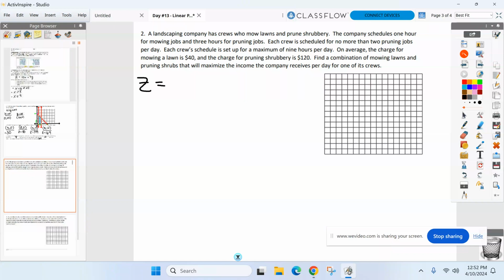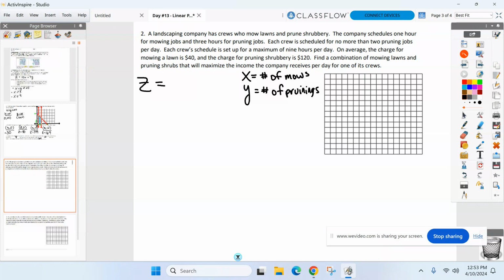Probably before we do that, we should say what x and y are going to be equal to. X equals the number of lawns, number of mows. And we'll put y as the number of prunes. What do you want to call this one? Prunings. I have no idea if that's spelled right. I don't even care. Looks good.